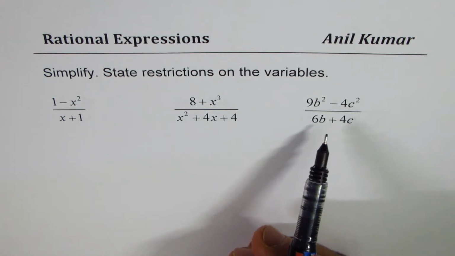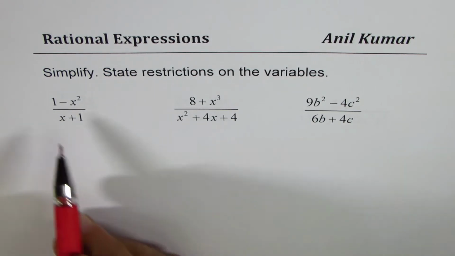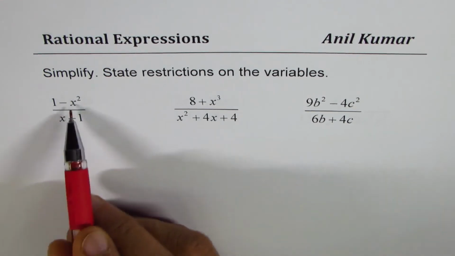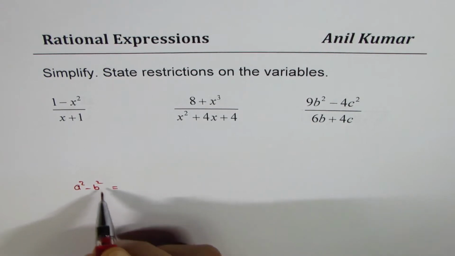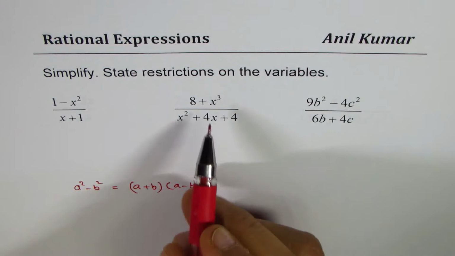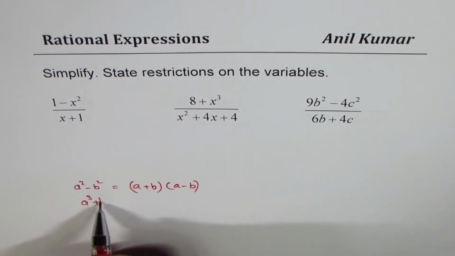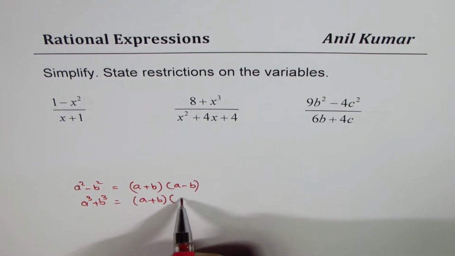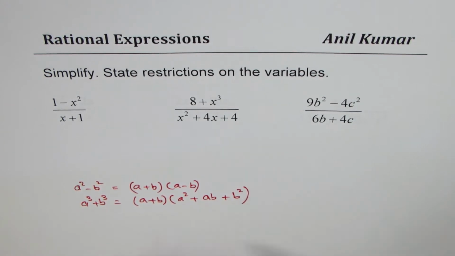Now in this particular case, we might take a few formulas. So let me give you a few formulas which can help you to factor the numerator or denominator, right? So here we'll use what is a square minus b square equals to. It is a plus b times a minus b. In this particular case, we'll use the formula what is a cube plus b cube equals to. It could be factored as a plus b times a square minus ab plus b square, right?